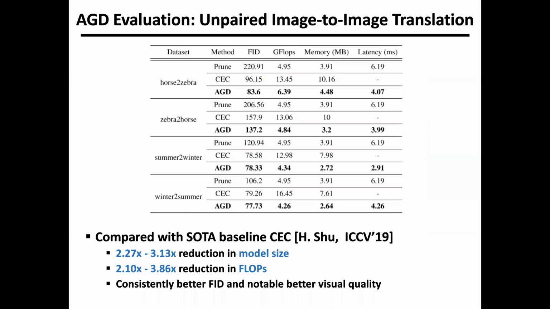Here's a quantitative result compared with the SOTA baseline CEC and directly applying the conventional filter pruning method on the original CycleGAN. And we can see that our AGD framework can consistently achieve the best FID and the best efficiency. In particular, compared with the strongest baseline CEC, our AGD achieves up to 3.13 times reduction in model size and 3.86 times reduction in FLOPs with consistently better FID and notably better visual quality.